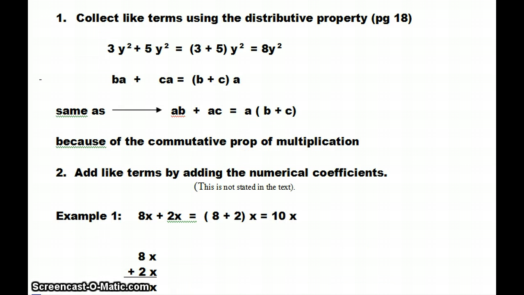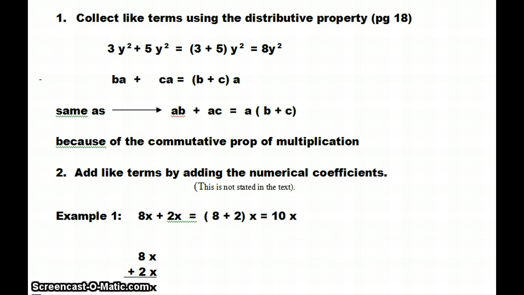The textbook on page 18 talks about collecting like terms using the distributive property. So what they would do is, if you have 3y to the second plus 5y to the second, they would just use the distributive property to make that 3 plus 5 times the quantity of y to the second. Then add the 3 and 5 together and get 8y to the second. So what they're doing is really taking ba plus ca and factoring out the b plus the c and then multiplying that by the a.